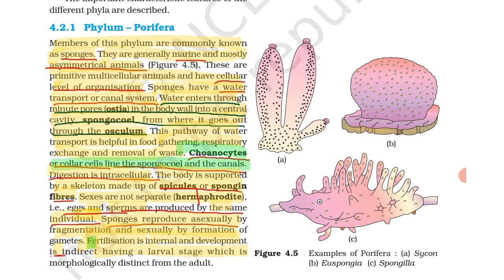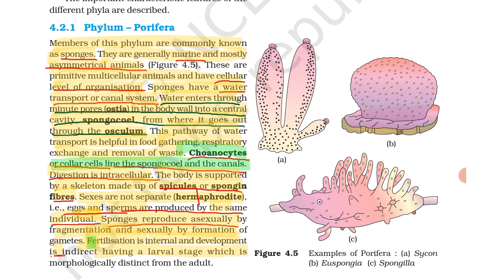Keep in mind, they may ask what a hermaphrodite is, so you have to write that the sexes are not separate, both sex organs are present in the same body, and they release these gametes, eggs and sperm, from the same individual, so they are called hermaphrodites. Next, sponges reproduce asexually by fragmentation.